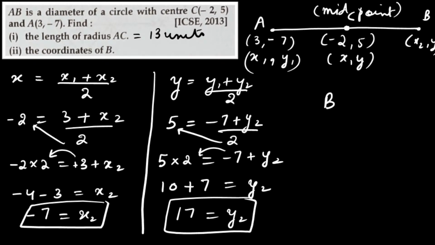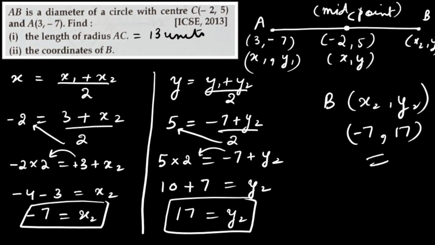So we found the coordinates of B. x2, y2 is equal to minus 7, comma 17. So very good. Most of you have solved and shared the answers. Minus 7, comma 17.